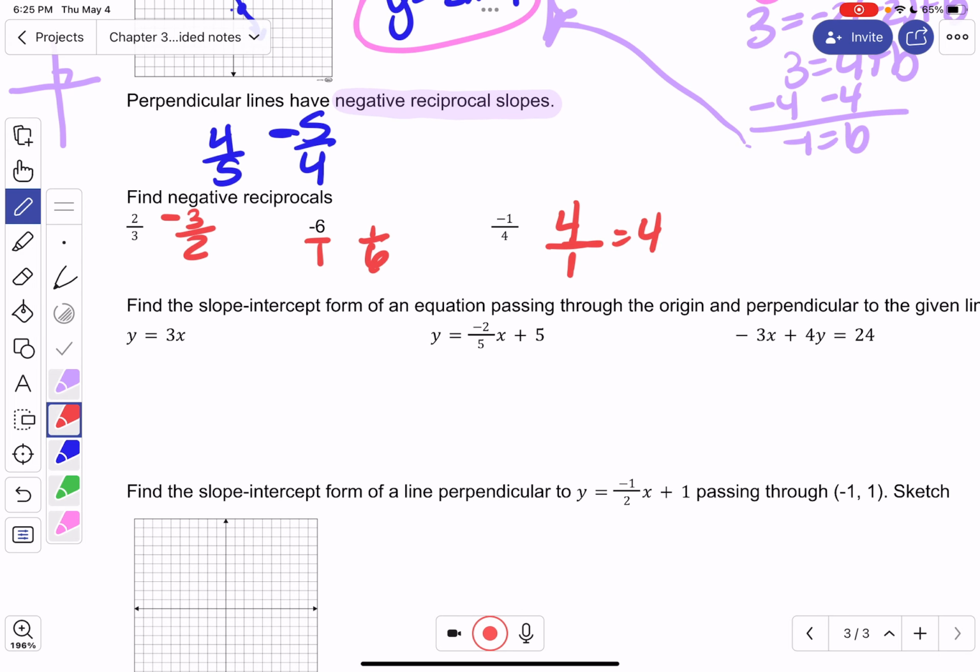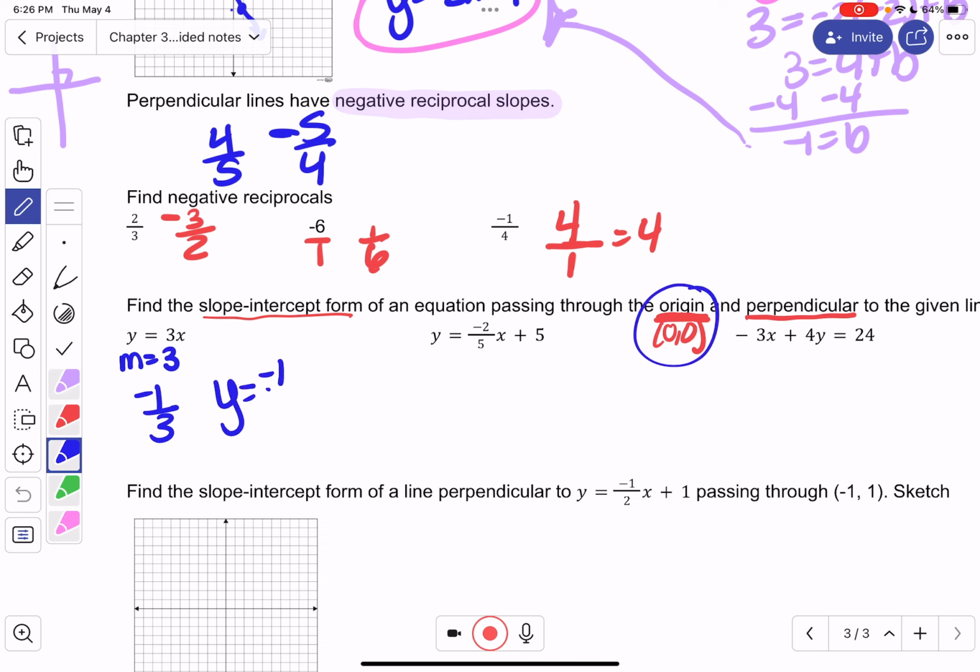Now, find the slope-intercept form of an equation passing through the origin, which is 0, 0, so we know our y-intercept is 0, and perpendicular to the line. So we have to find the slope, we have to find the reciprocal, and then we can write the equation. The first one, this slope is 3, so the new slope is going to flip that and become negative. And we know our y-intercept is 0, so it would just be -1/3 x.